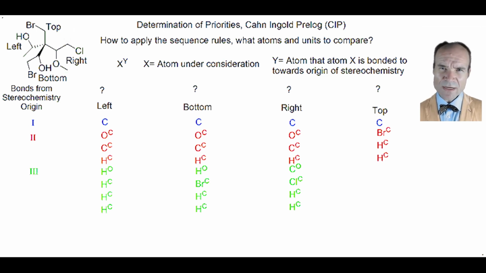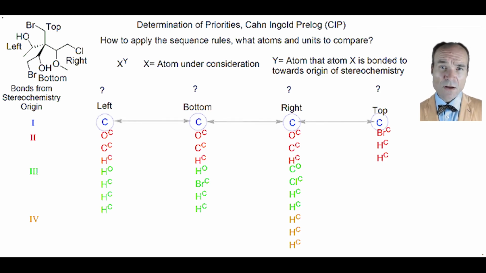Lastly, let's briefly touch on atoms 4 bonds from the origin of stereochemistry. They are only found on the right group, with hydrogens all attached to carbon towards the origin. If this has been laid out correctly, all that remains is to proceed down the table comparing the atoms of each group, left, bottom, right, and top, to identify differences and ultimately priorities.